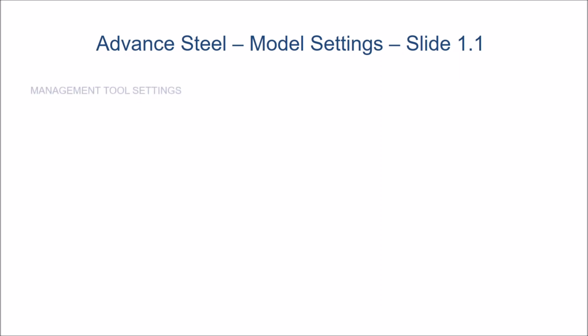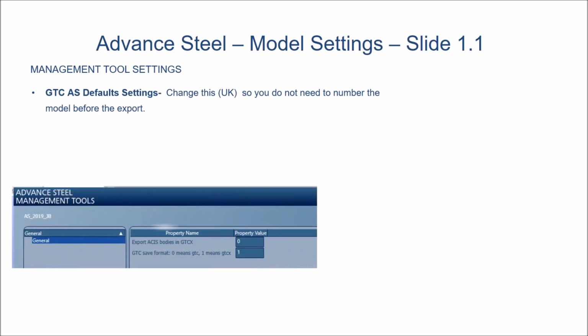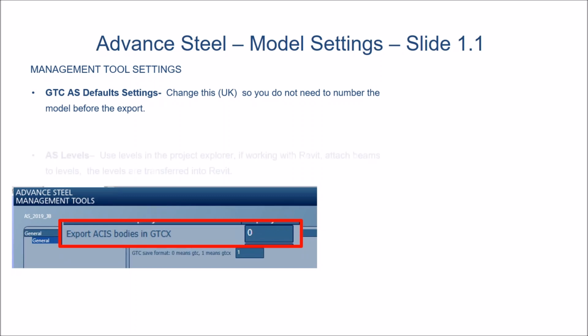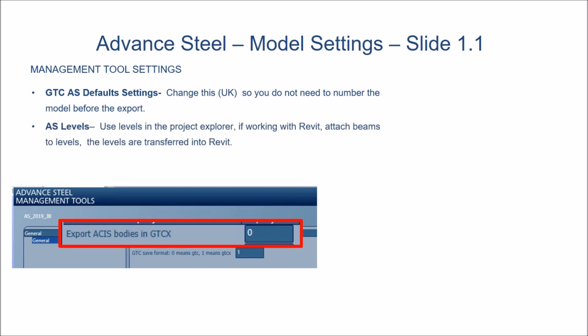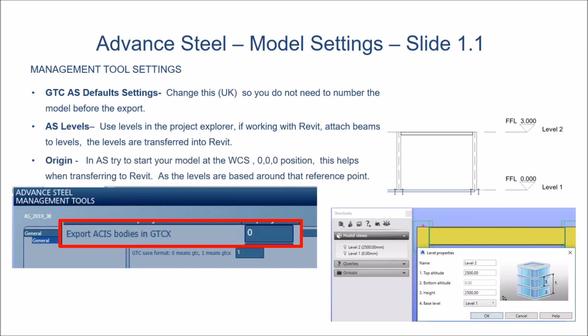Okay, so this is more to do with Advanced Steel. One of the things that comes up quite a bit, there's a setting, especially in the UK. I would change this setting to make sure that when I actually export it, it's set to this. That way, you don't need to number the model. Sometimes you get the message that the thing cannot be created, and it's just because the model always has to be numbered, and you can get around it by just changing that value in the system.